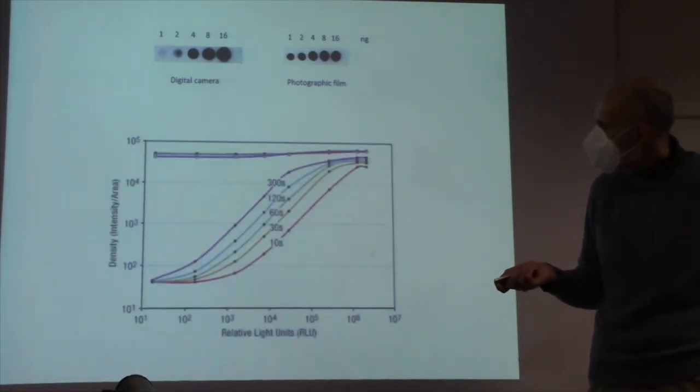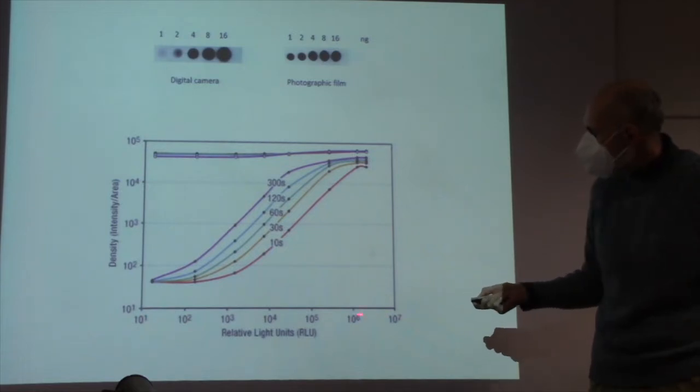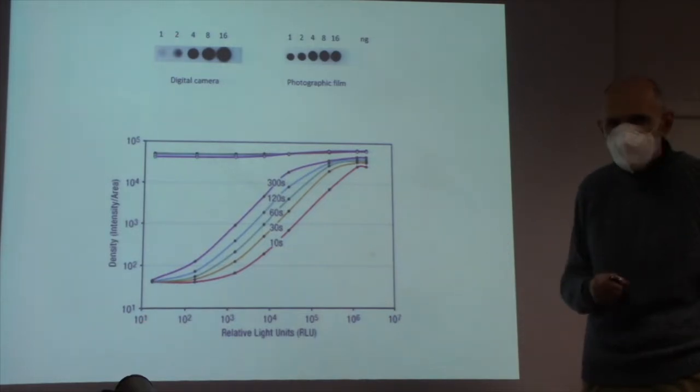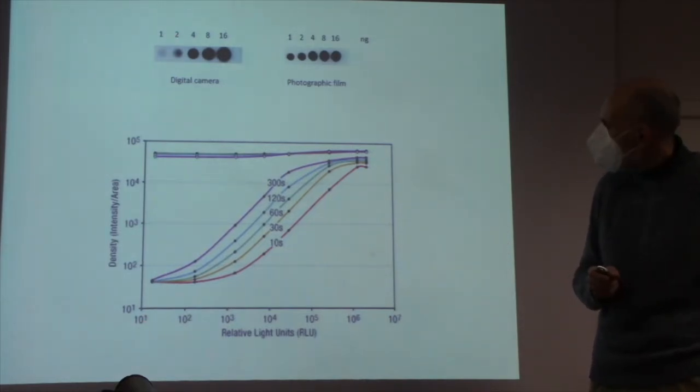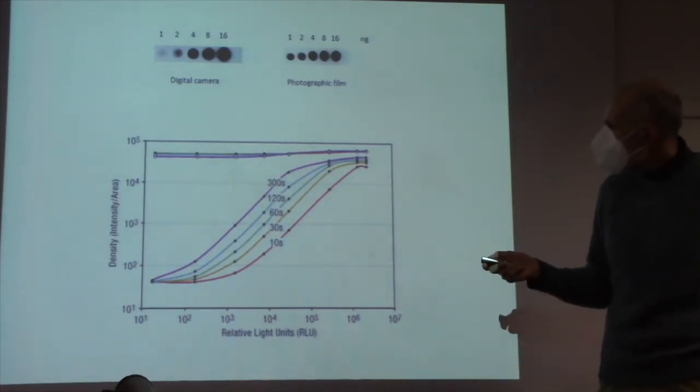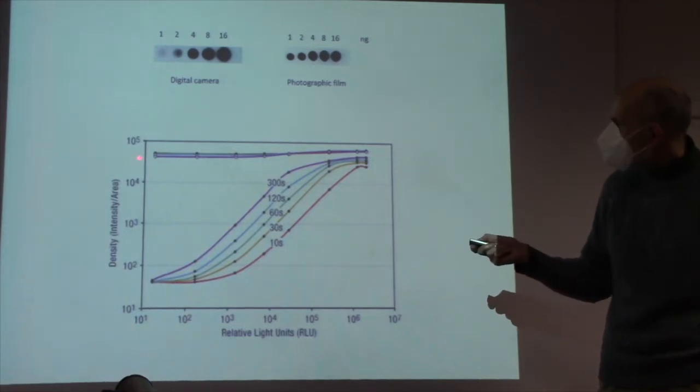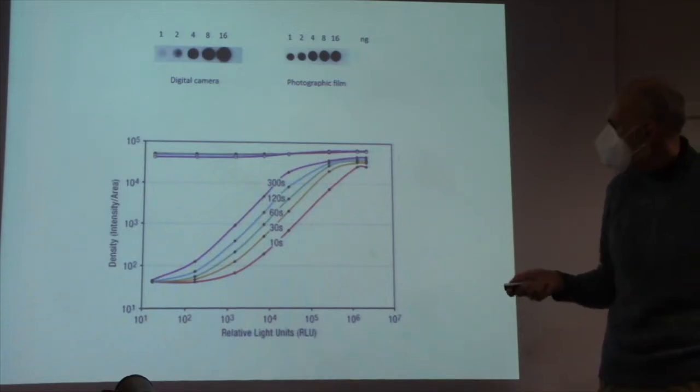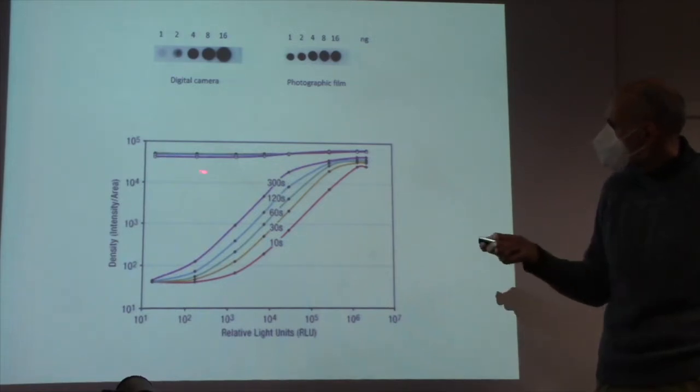Here is intensity of light, and here is density of the spot. Notice that both axes are logarithmic. So you see that because they are logarithmic, the photographic film appears almost flat. No matter what the amount of light emitted by the blot, you nearly always get the same result.